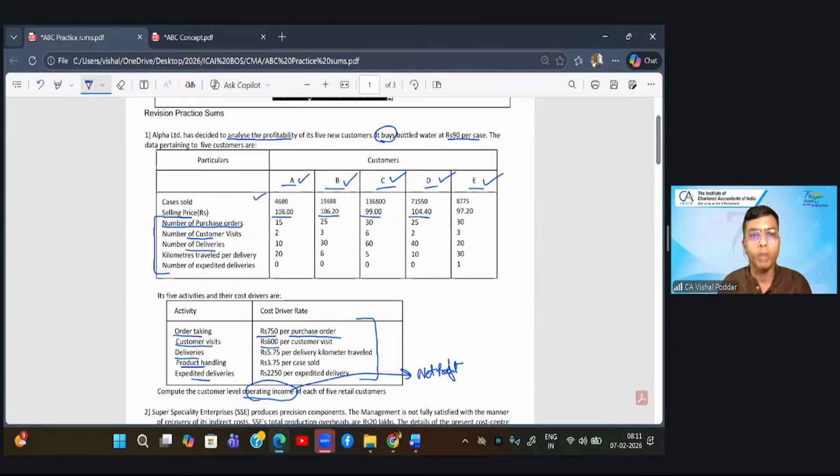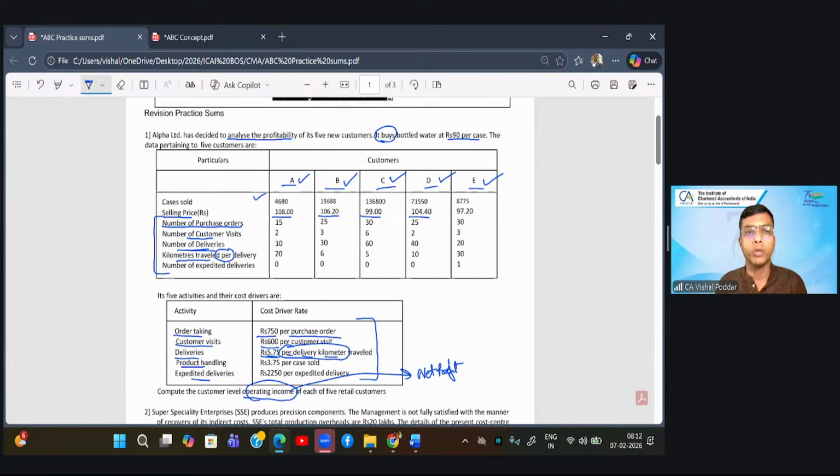Then number of deliveries. Now, interestingly, this is given 5.75 per delivery kilometer. This is where you have to read the question carefully. This is number of deliveries. This is number of kilometers traveled per delivery. And here this 5.75 is given per delivery kilometer.